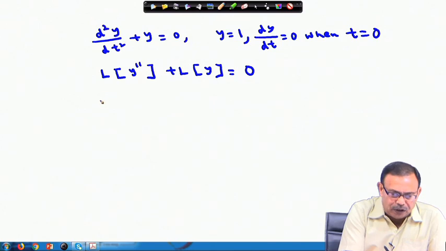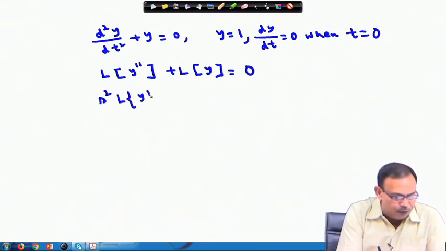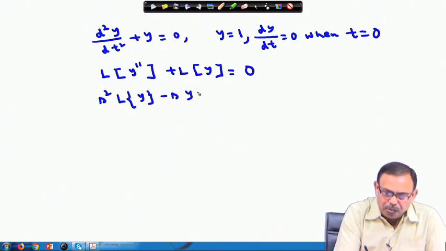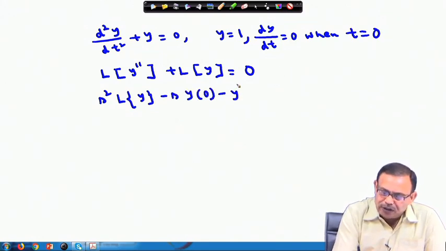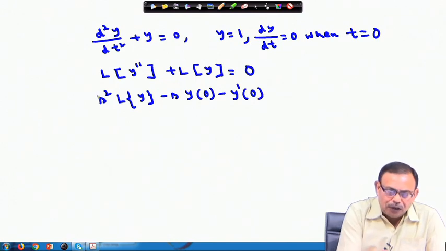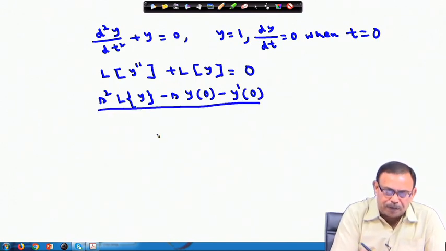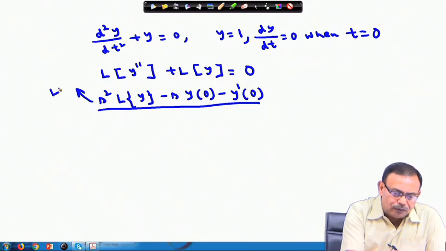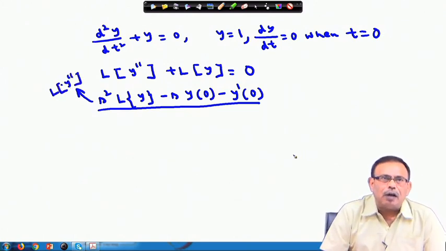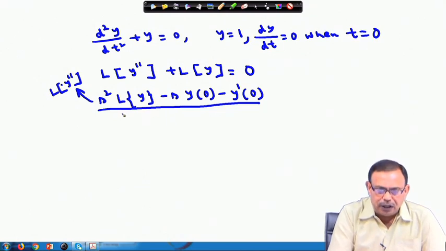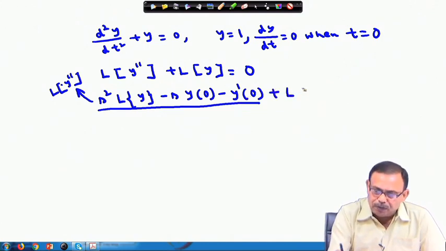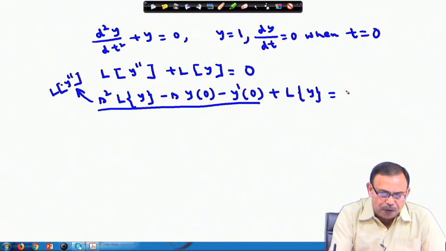Laplace transform of y double dash is s square into Laplace transform of y minus s into y(0) minus y dash(0). This I know from the formula. This is the Laplace transform of y double dash, from the definition we have done earlier. So, s square Laplace transform of y minus s y(0) minus y dash(0) plus Laplace transform of y equals 0.